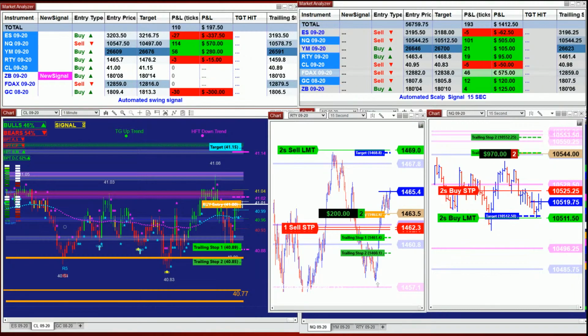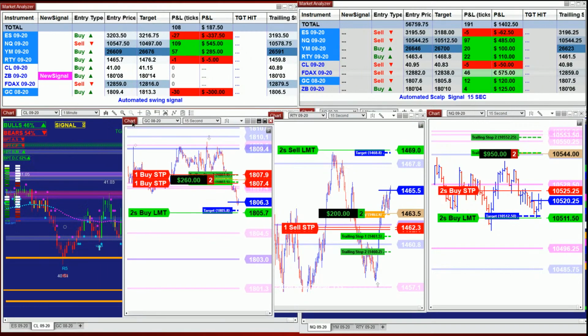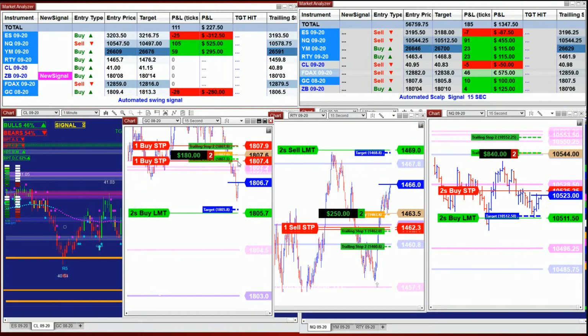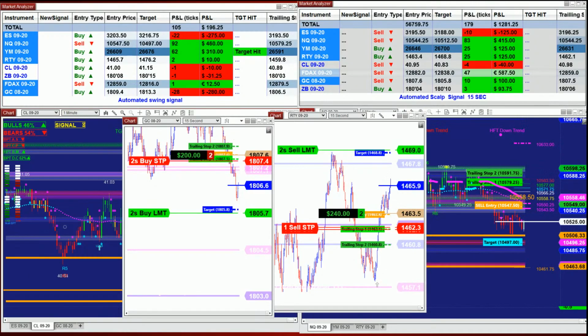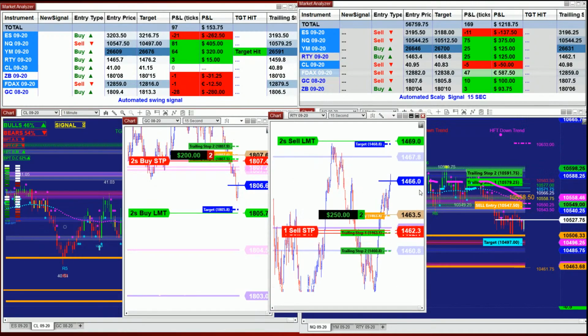And then we have the gold. The gold also, the estimation is 1805. And I'm going to go ahead and run for a little cover. The NASDAQ is over. We take it out and break even on this one.